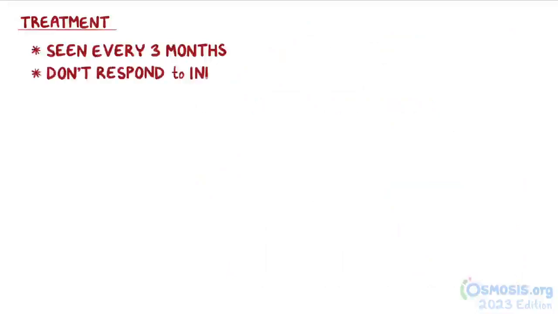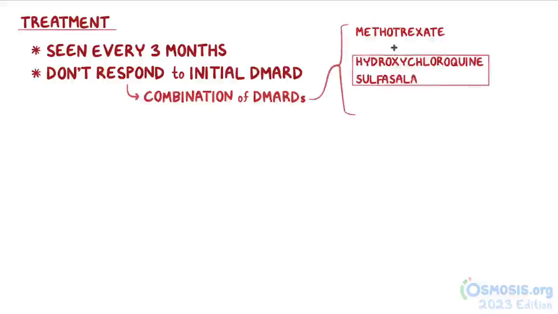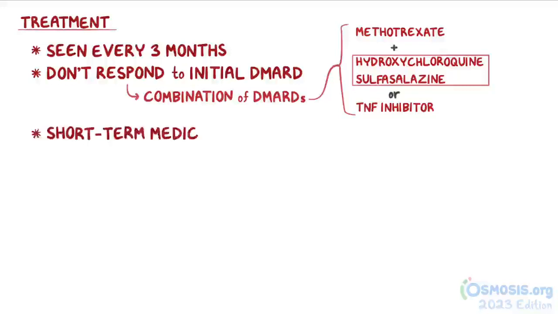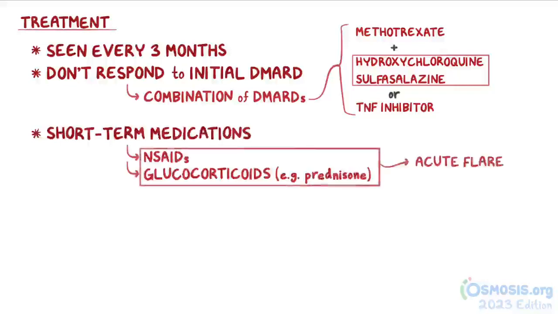Individuals with rheumatoid arthritis should be seen at least every 3 months to monitor the response to therapy, and those who don't respond to initial DMARD therapy should get a combination of DMARDs such as methotrexate plus either hydroxychloroquine and sulfasalazine or a TNF inhibitor. In addition to long-term medications, short-term medications like NSAIDs or even glucocorticoids like prednisone can be used to treat an acute flare.